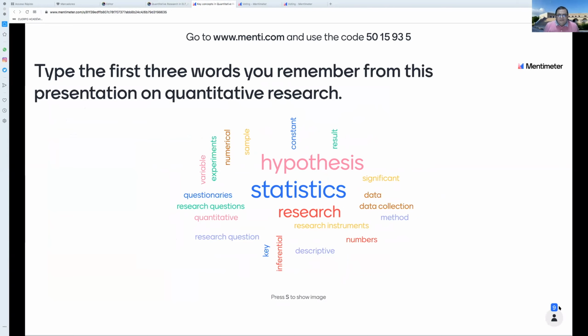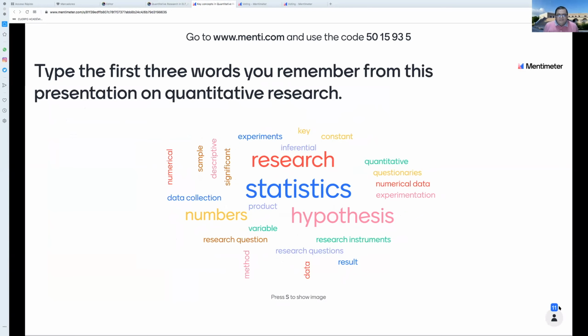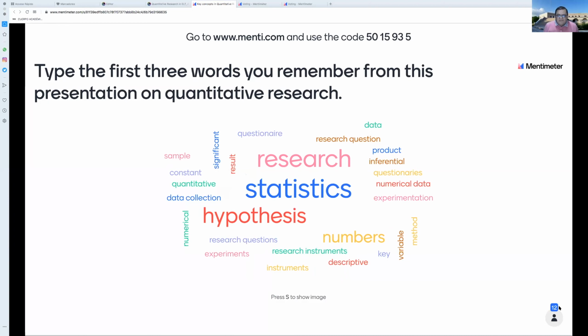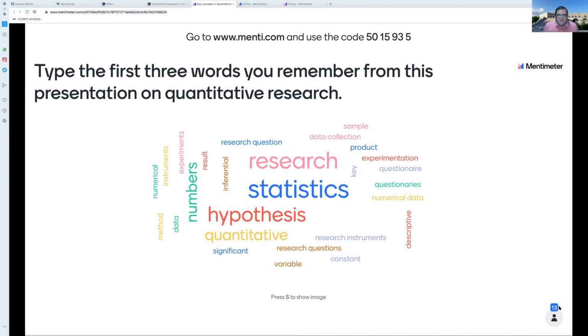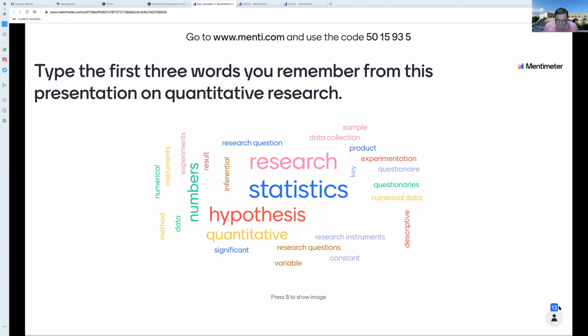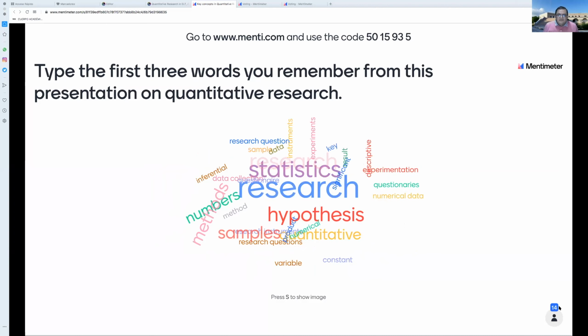You see, that's nice to use this kind of mentimeter, thanks to my wife, Professor Isabel. She suggested this exercise. Thank you, Isabel.